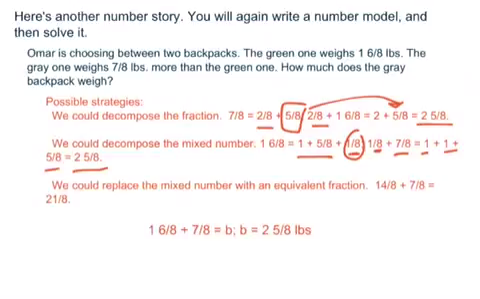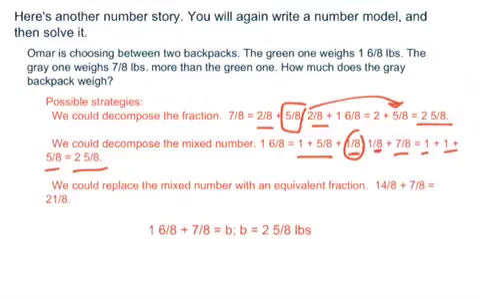Or I could replace the mixed number with an equivalent improper fraction, right? Equivalent fraction. So 1 6/8 is 14/8 because 1 is 8/8 plus the 6/8 gives me 14/8 plus 7/8 is 21/8. So any of these three strategies or another one that you have, all are fine.